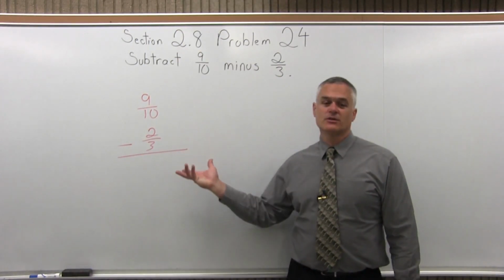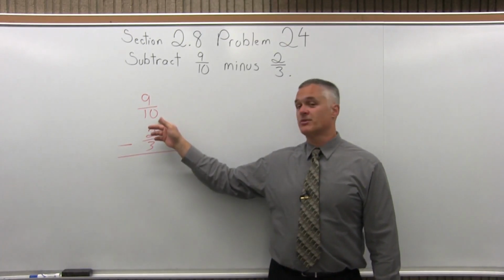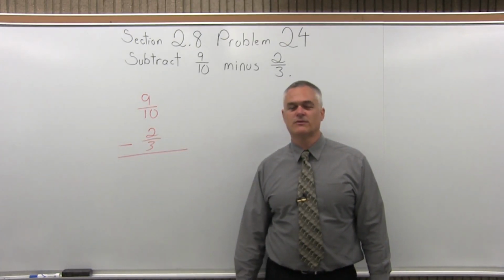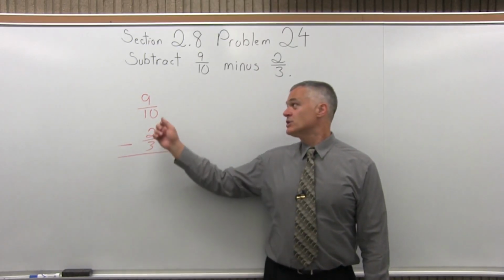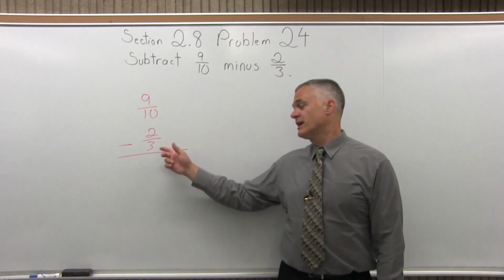So I have 3, I have 10, those aren't the same denominators. So to find the common denominator, start with a larger denominator, in this case 10. See if the other denominator divides into it evenly. Will 3 divide into 10 evenly? It will not. So next take the larger denominator, double it. If I double the 10, I get 20.